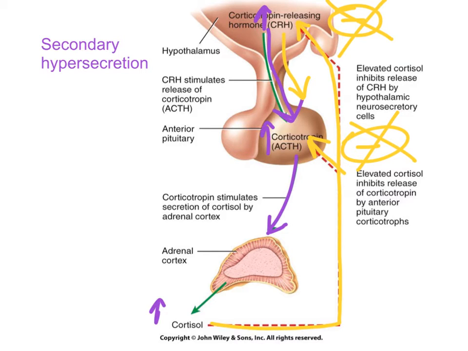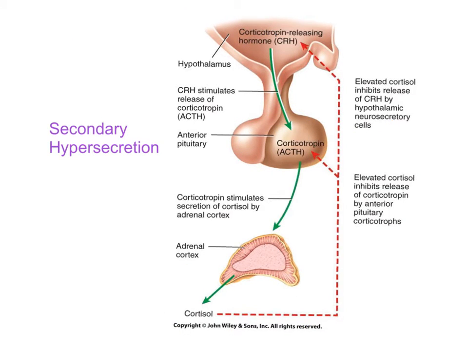So the net result is that we have an increase in CRH, an increase in ACTH, and an increase in cortisol. Now let's look at secondary hypersecretion due to a problem at the anterior pituitary.